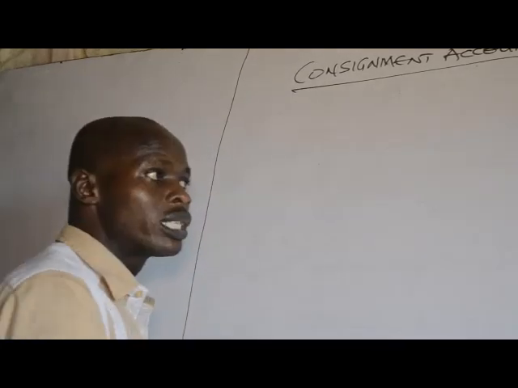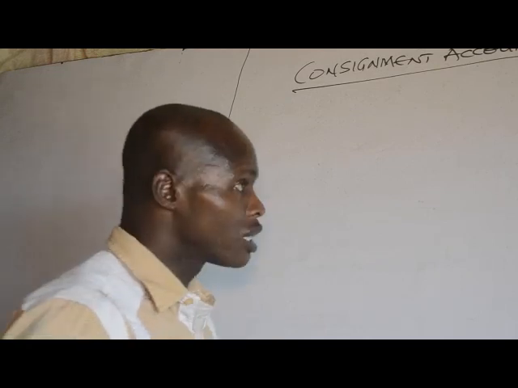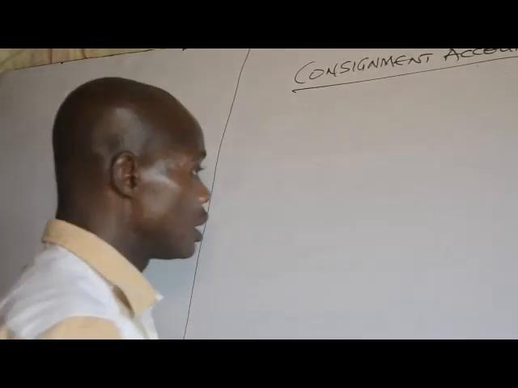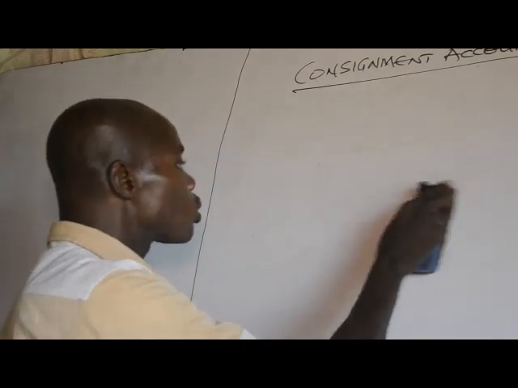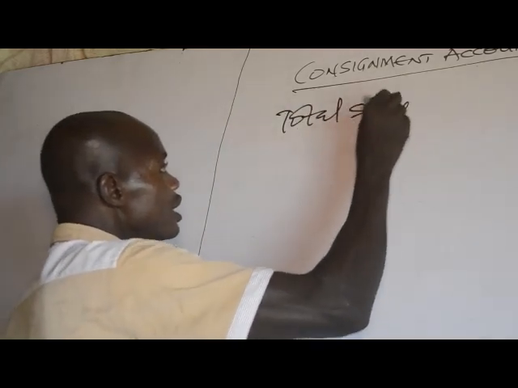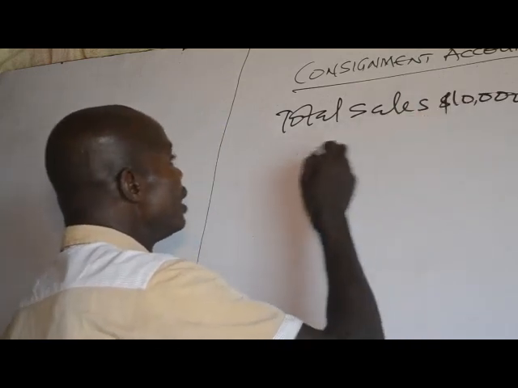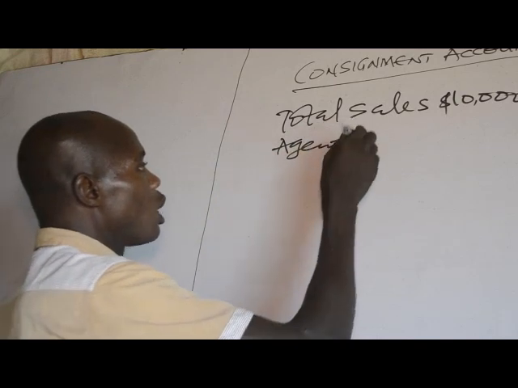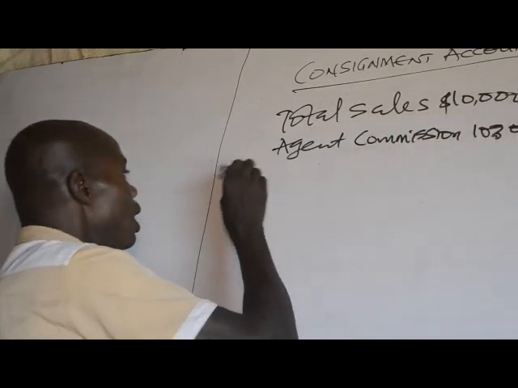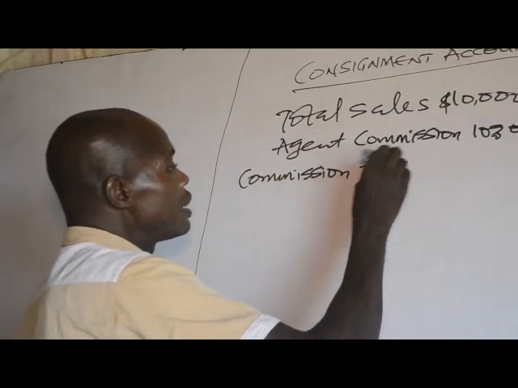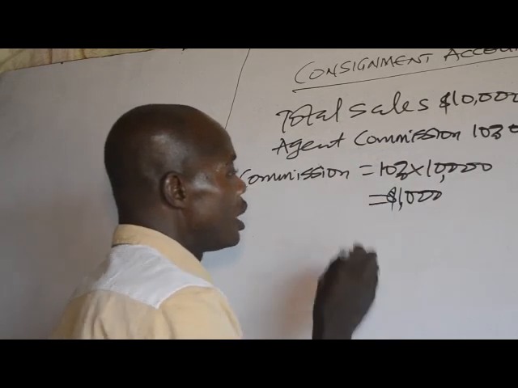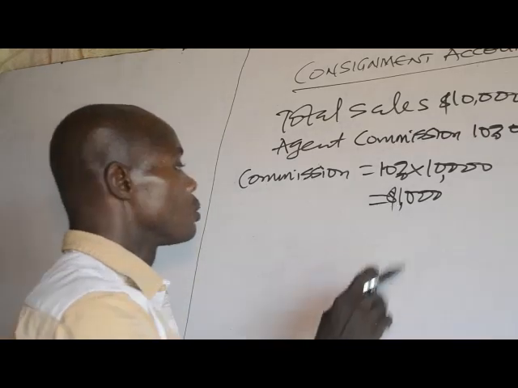I told you that the agent will then sell the goods received from the principal in return for commission. The reward of an agent on this contract is the commission received from the principal on the sales made by the agent. Commission is usually calculated as a percentage of the sales revenue. Meaning that if the total sales by the agent is $10,000, and the agency commission is, let's assume, 10% of sales revenue, then the commission received by the agent will be 10% of the $10,000, and that will give us $1,000. So the agent receives commission for the goods sold by him.